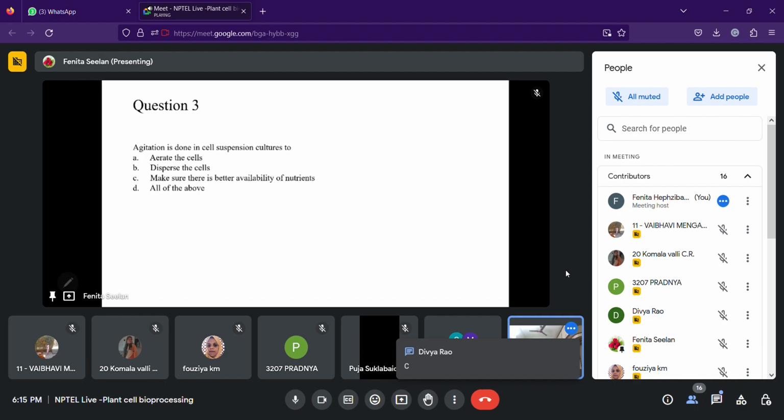So agitation for cell suspension cultures. Cell suspension cultures means the cultures which are inoculated in liquid medium kept in a conical flask, be it 50 ml, 100 ml, whatever. A liquid medium will be there, and your plant callus cell lines or hairy roots or whatever plant cell systems will be introduced into that. Now this flask will be mixed using a mechanical shaker, kept inside a shaker. So these answers listed here will happen.